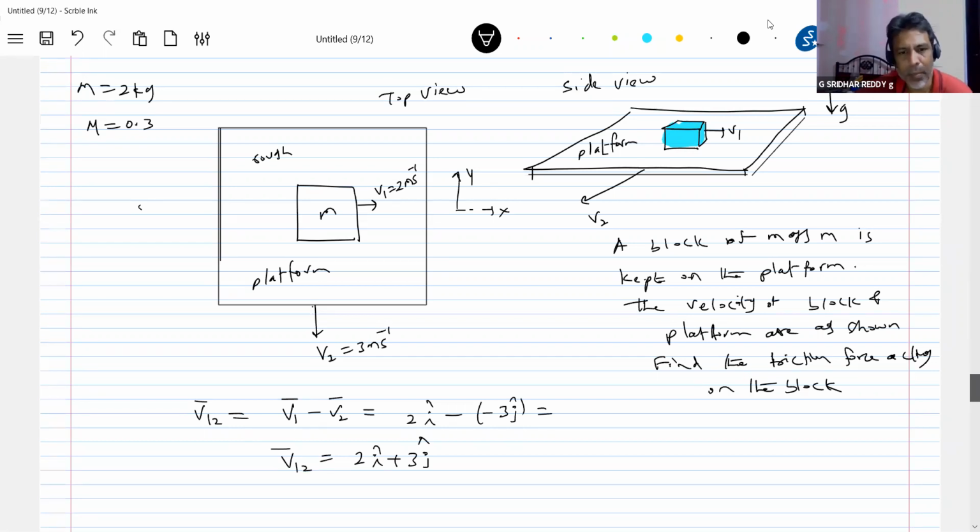Look at this, 2 i cap plus 3 j cap. The vector will be directed somewhere in the first quadrant. Here I'll put it V12. Opposite to V12 is what? The friction should act here. So the direction of friction should be opposite to this. This is the friction on the block. On the platform it should be opposite to that.